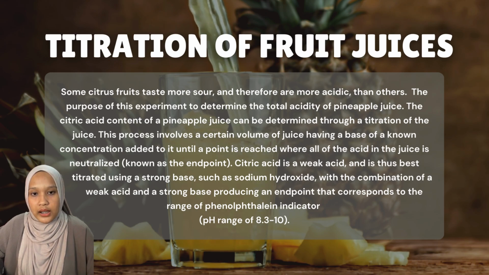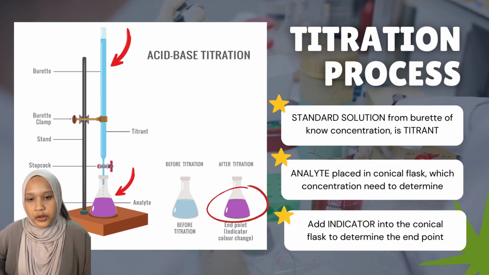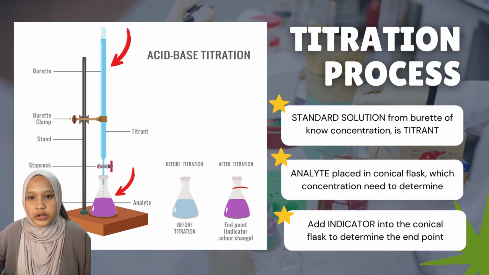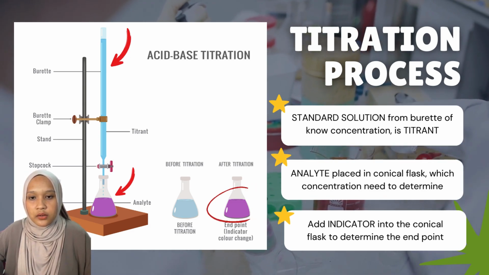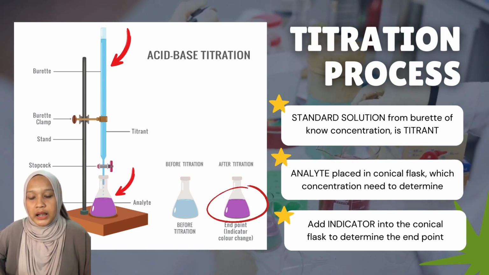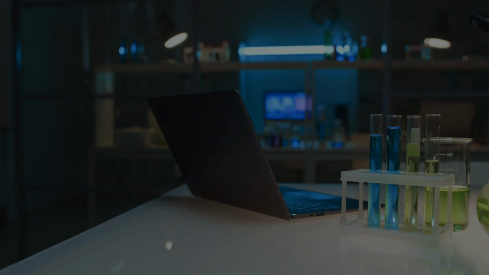Citric acid is a weak acid and is best titrated using a strong base such as sodium hydroxide, with the combination of a weak acid and a strong base producing the corresponding endpoint. The phenolphthalein indicator has a pH range between 8.3 and 10. Now, we can see here, this is a titration process. The titrant is a standard solution in the burette of known concentration, and the analyte is placed in the conical flask with a concentration we need to determine. And lastly, the indicator is added into the conical flask to determine the endpoint.